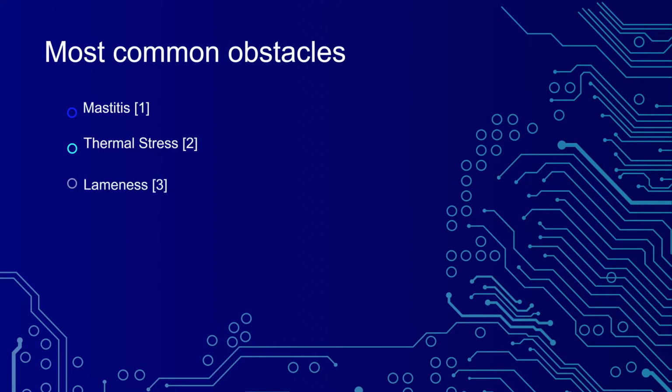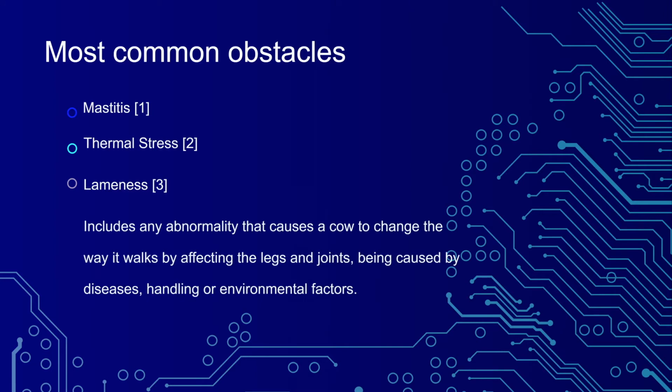Another problem that is pretty common is lameness. Lameness includes any abnormality that causes a cow to change the way it walks by affecting the legs and joints, being caused by diseases, handling, or environmental factors.